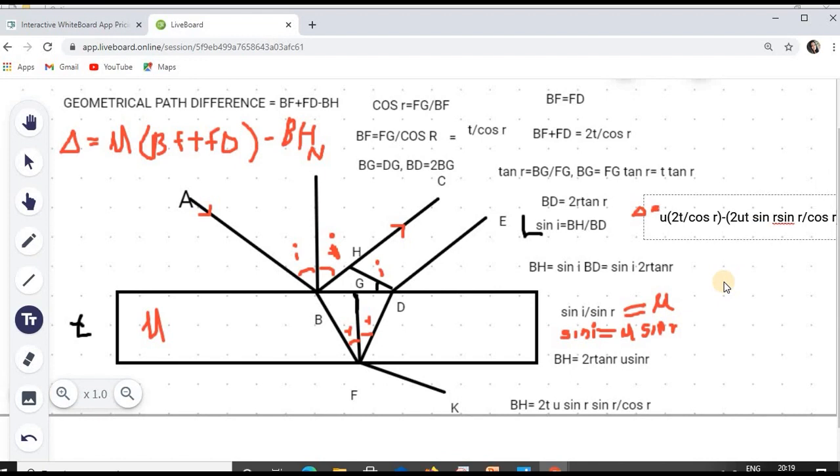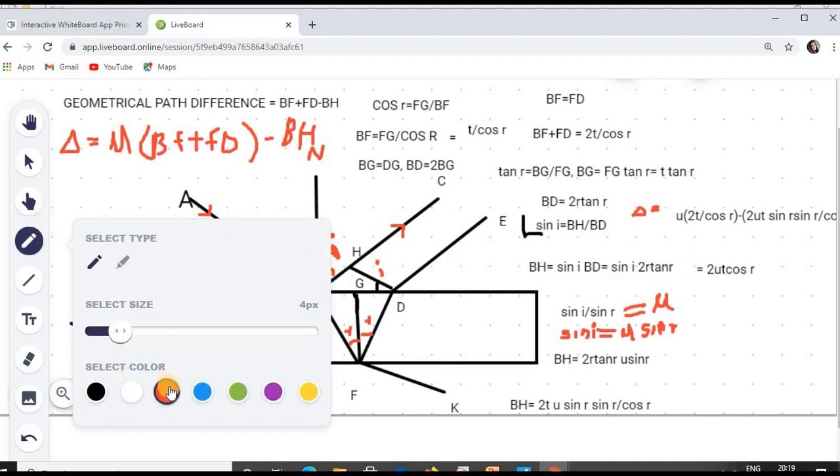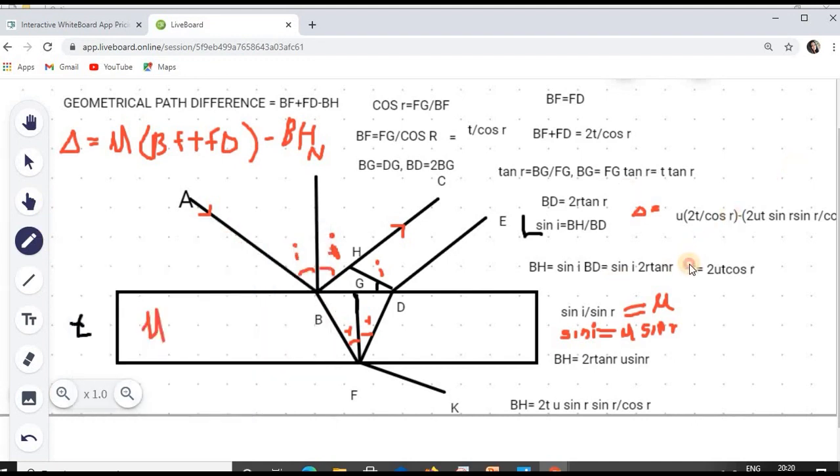This is the path difference you are going to get, and I can take 2 mu T cos R, which is common in both the cases, and what will be left is 1 minus sin square R. 1 minus sin square R is cos square R, and cos R into cos square R get cancelled, and what will be left is our optical path difference, 2 mu T cos R. I'll notate the optical path difference as delta, which is 2 mu T cos R.